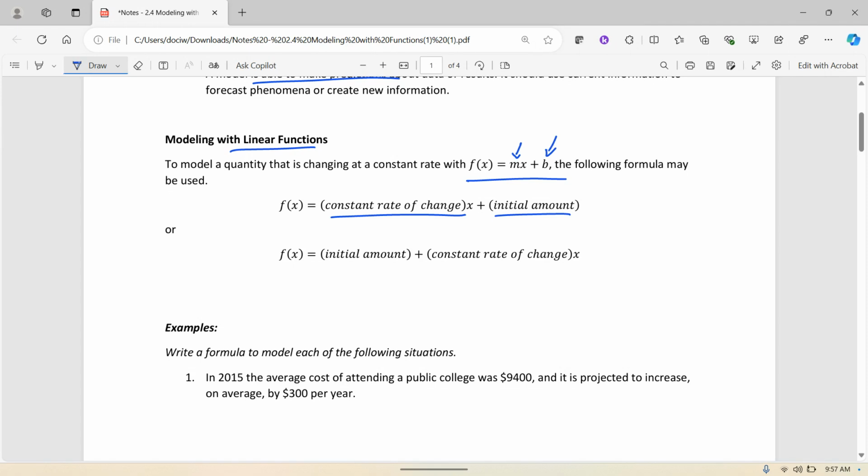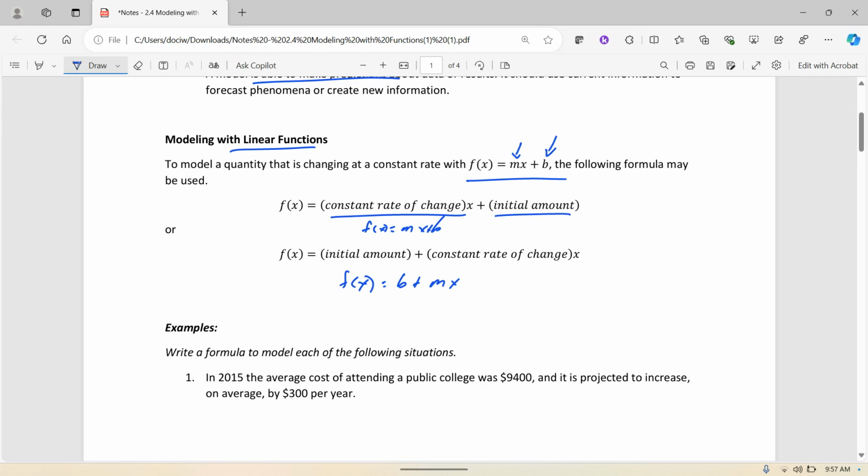Typically, we see a linear function or linear equation written with f of x equals mx plus b, where the mx comes first. If you prefer, you could write it f of x equals b plus mx. And in my opinion, that doesn't really make that much of a difference.